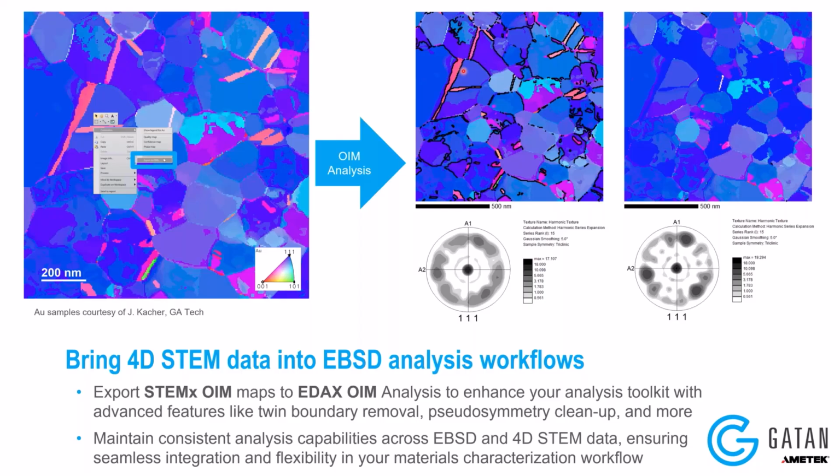And so EDAX OIM has the ability to identify those twin boundaries and then remove the twin boundaries from the overall data set so that we can, for example, get a better idea of what the true grain size is and what the true texture is of the material here on the right-hand side with the twin boundaries removed.